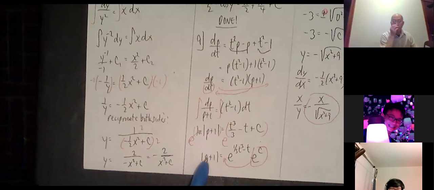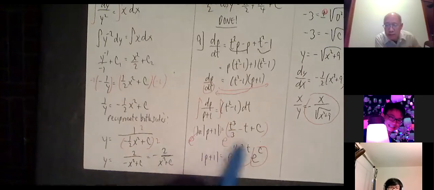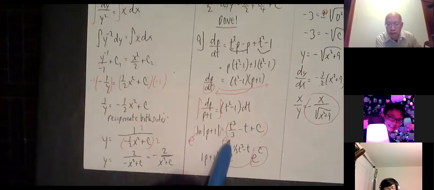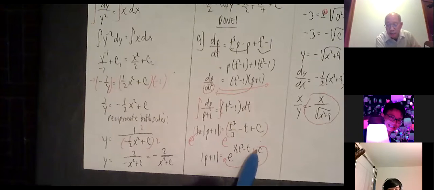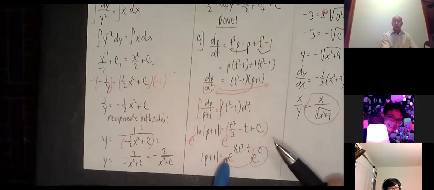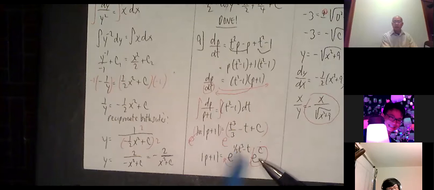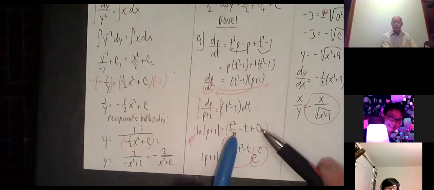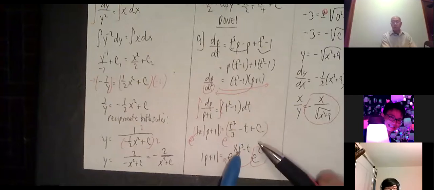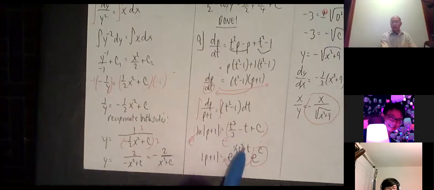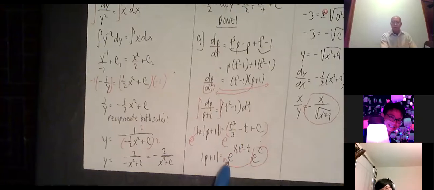Absolute value of p plus 1. Okay, I'm going to choose to split this up like this. E to the 1/3 t cubed minus t times e to the c. Okay, you might not be so comfortable going from here to here, but if you stop and think about it, you probably went this way a lot, right? So start from here. If you have e to something times e to something, you're supposed to add these, right? So there it is. Well, I'm just going backwards. It's just that normally in your algebra class, you didn't go like that too much. But you can see, you can go from here to here.